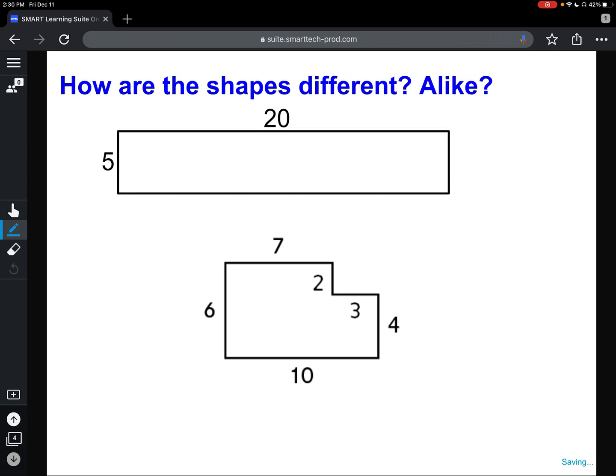So now I want you to take a look at these two shapes. How are they different? How are they alike?